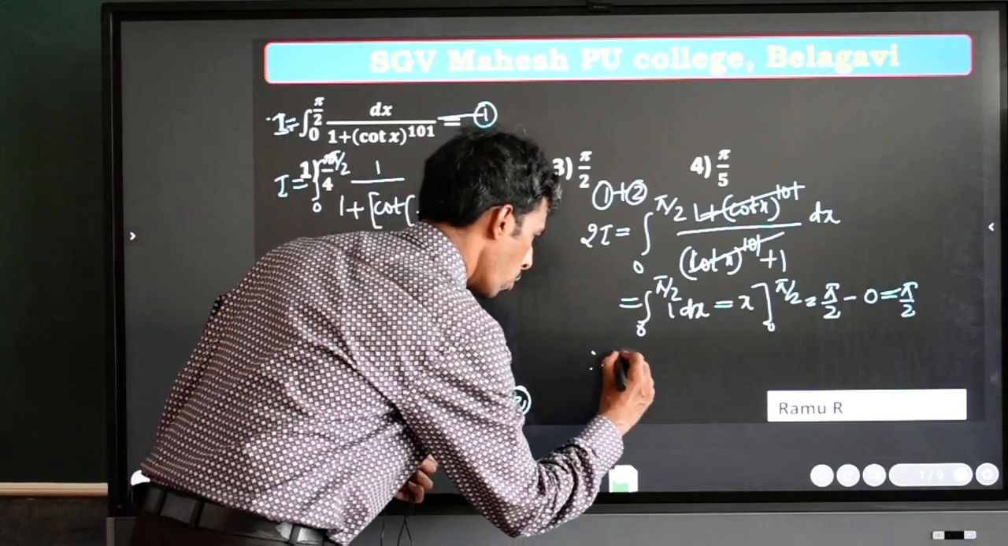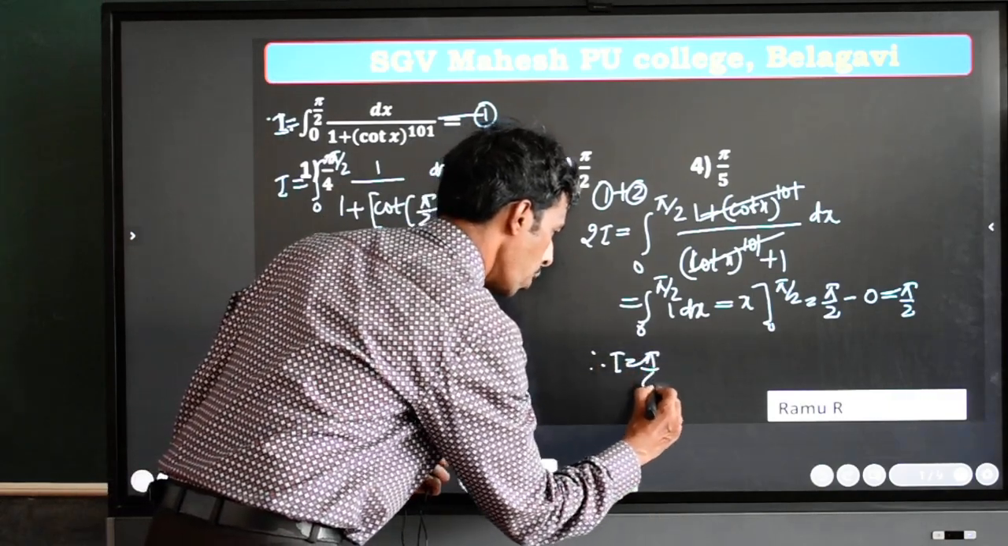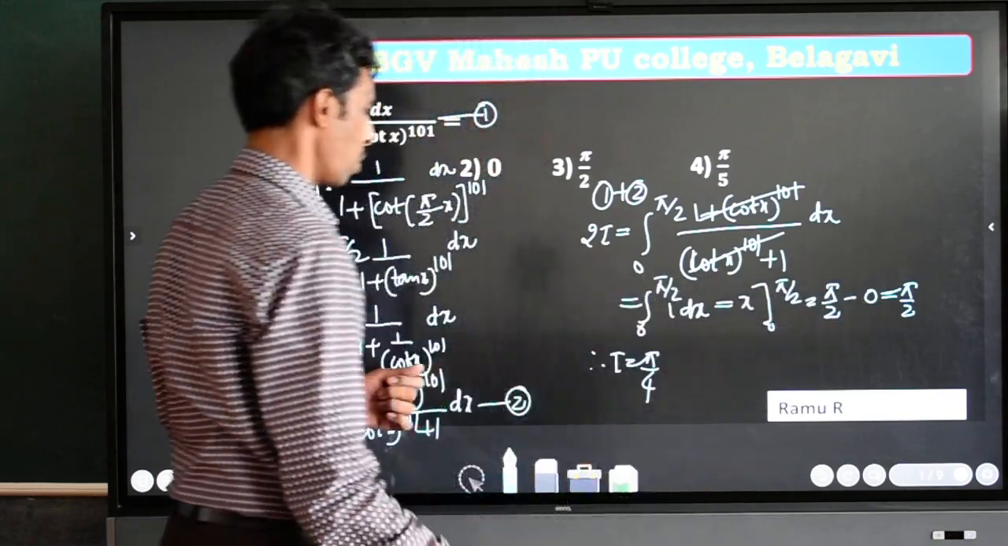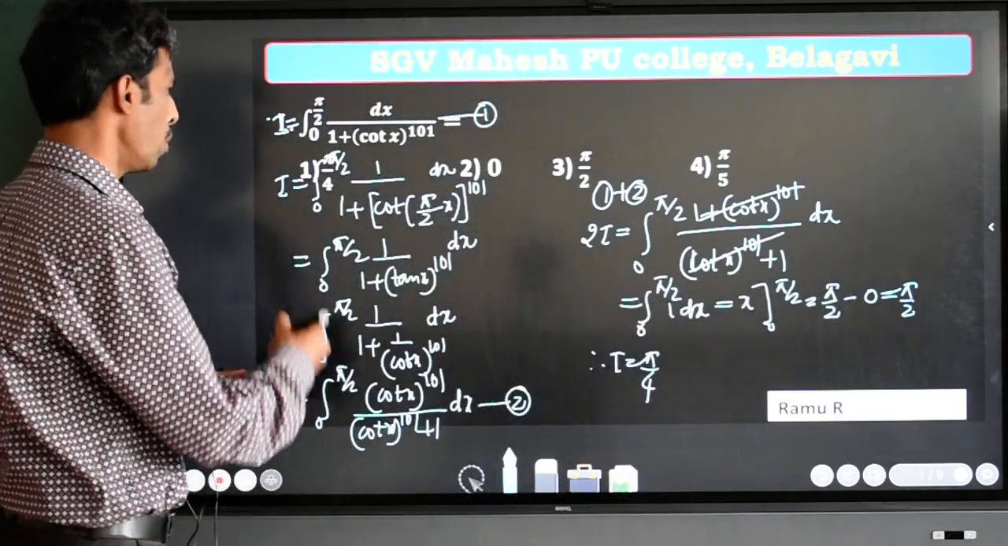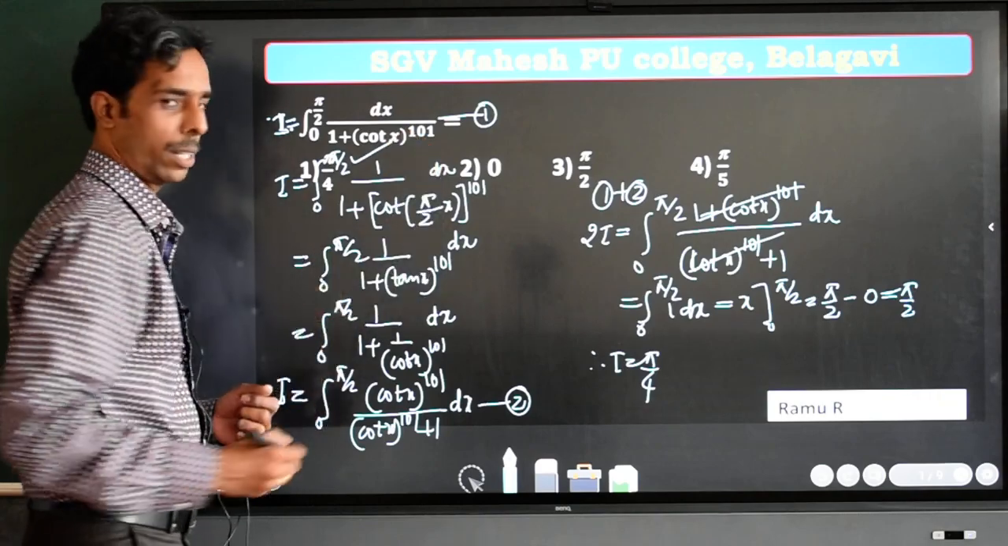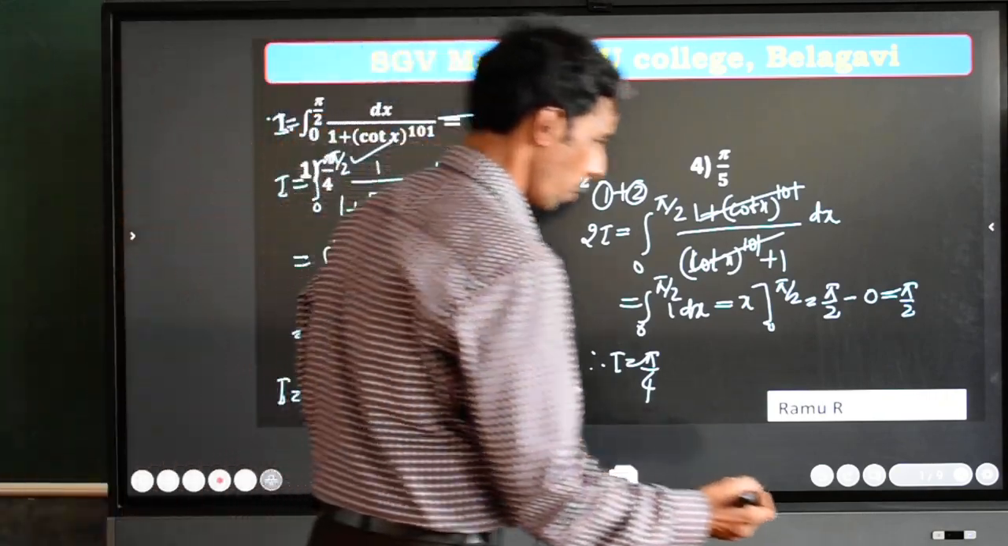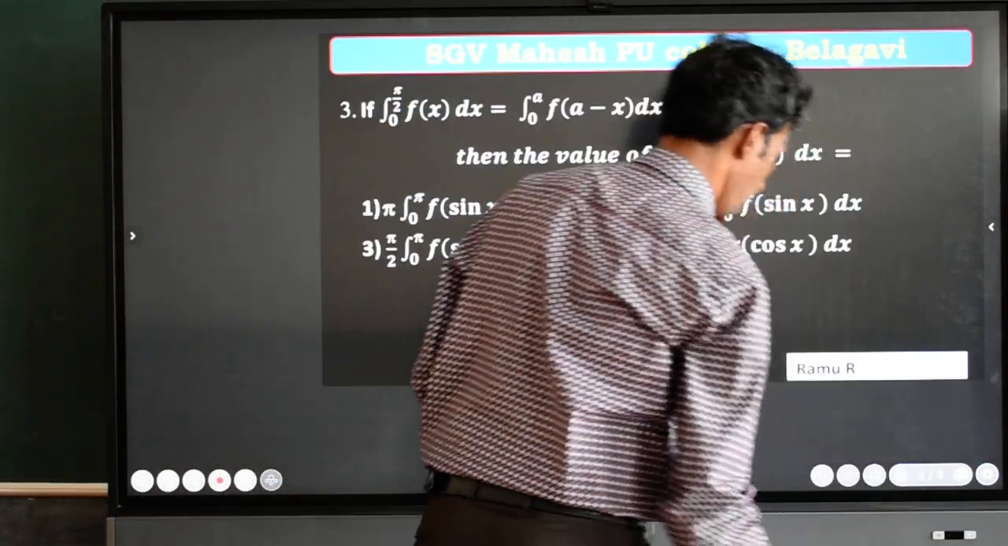Therefore, I is equal to how much? It is pi divided by 4, since 2 into 2 is 4. Therefore, I equals pi by 4. Among all the options, option 1 is the correct answer. Next, we will go for the second question.